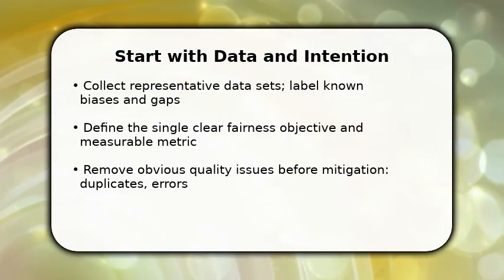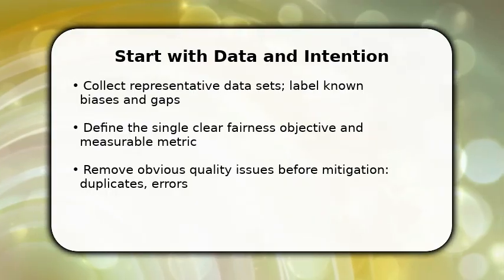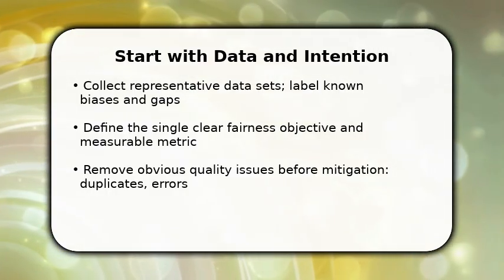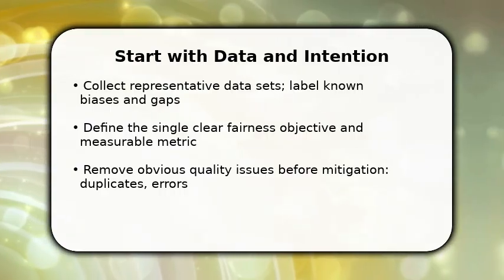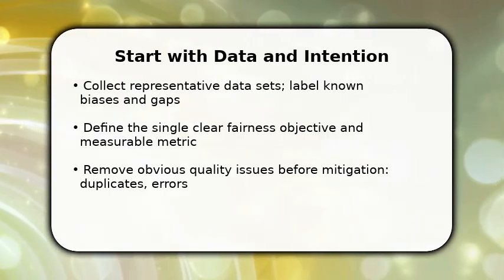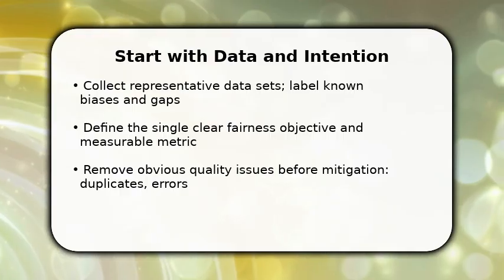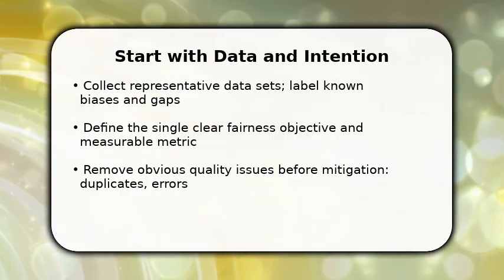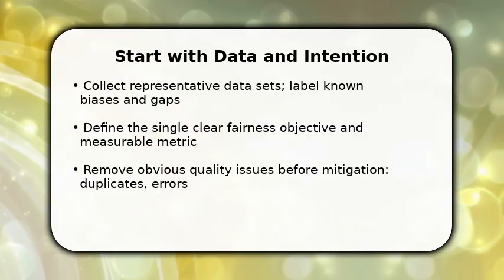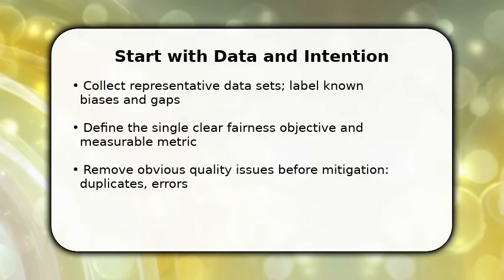You begin by treating bias as a measurable system problem. First, gather representative data and document where underrepresentation or skew exists. This gives you a baseline to measure. Once done, set one precise fairness objective and the metric you will use to track progress. Make sure to fix straightforward data quality problems, duplicates, errors, and mislabeled examples because they will confound later fixes.